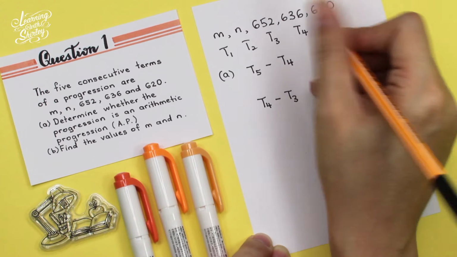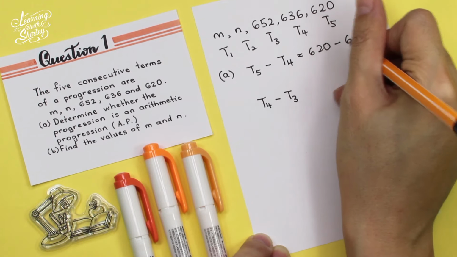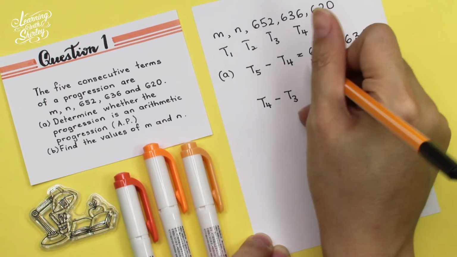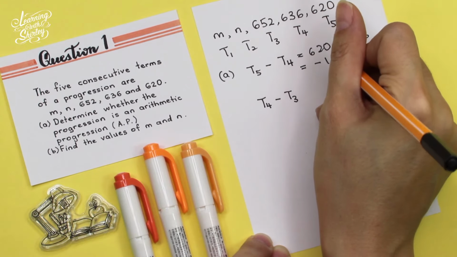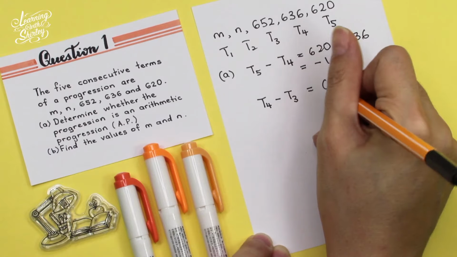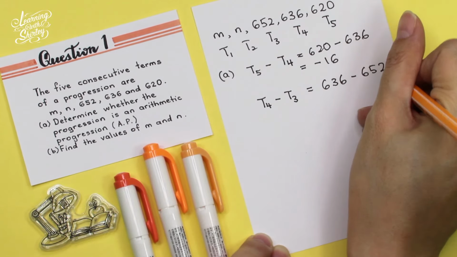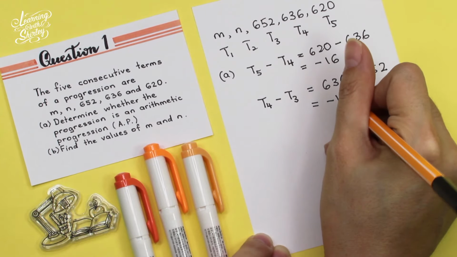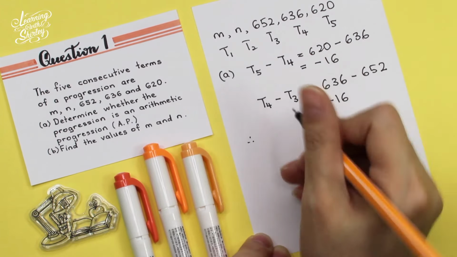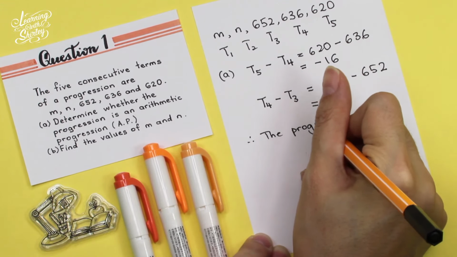So T5 minus T4 is 620 minus 636 and is equals to negative 16. T4 minus T3 will be 636 minus 652, which is also negative 16. Therefore, the progression is an AP.